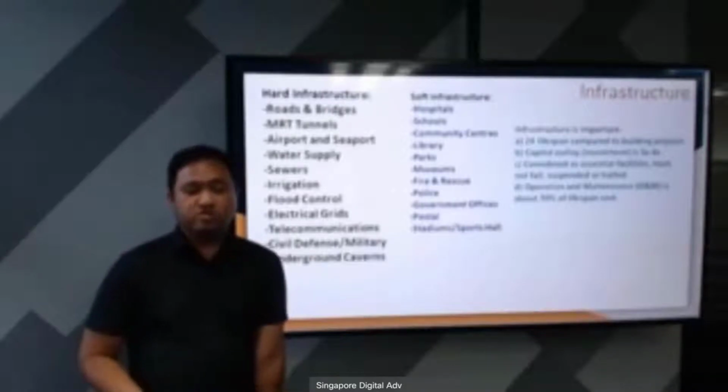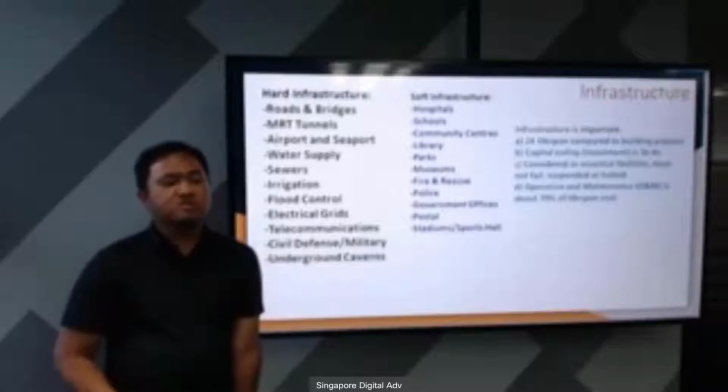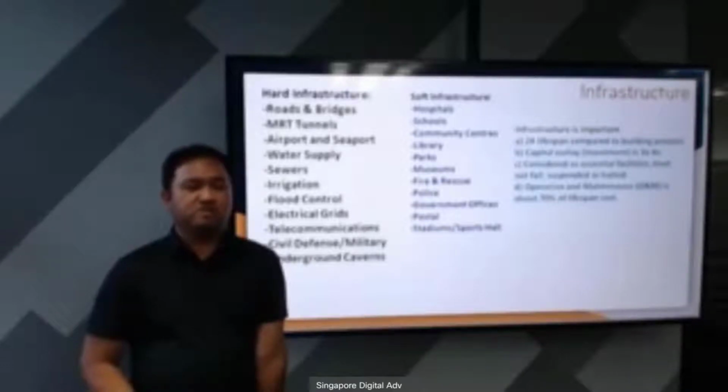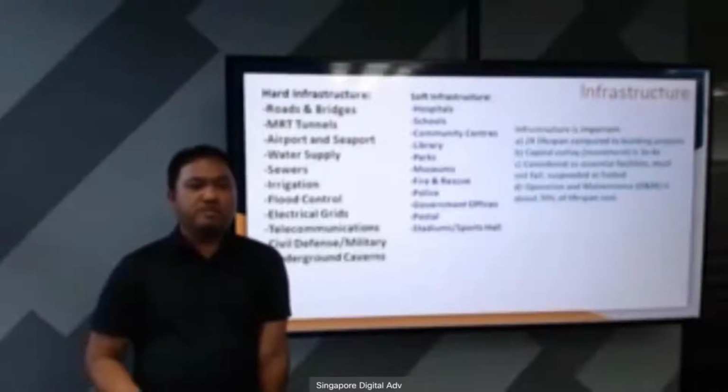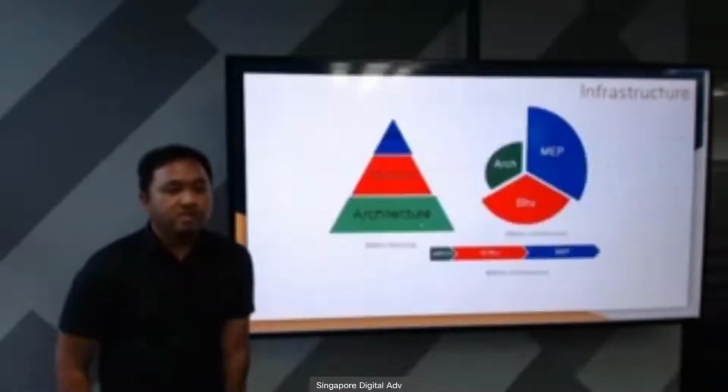You cannot close an infrastructure project. You cannot suspend it, or halt its operation. It's actually needed by the society. And the operation and maintenance cost, the O&M cost, is roughly about 70% of the lifespan cost of the building. So to build an infrastructure project is actually quite easy, but to operate it for the expected lifespan is the biggest issue to have.